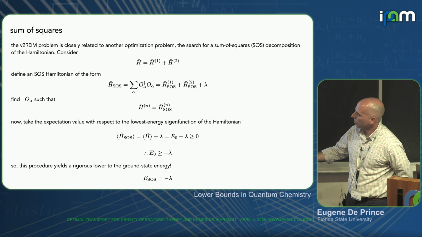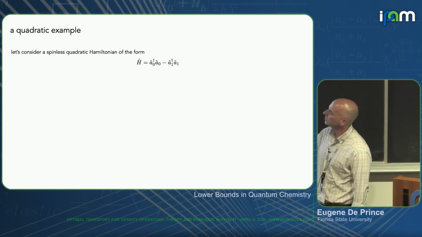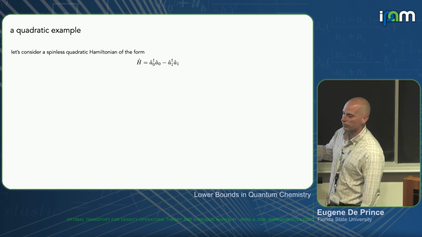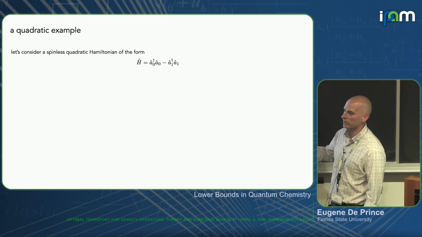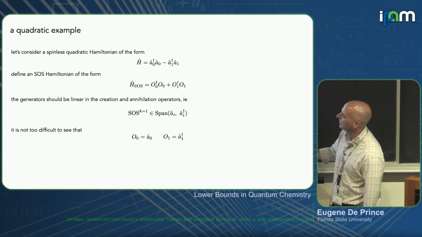Okay, yes, so now I'm calling this E_SOS equal to E lambda. Okay, so how does this work? Here's a very simple quadratic example. I've got a Hamiltonian that has only two operators, and I want to write down the SOS version of this operator and find out what the ground state is. So this is the form. I want to have an operator that's squared that's related to mode 0, and an operator that's squared that's related to mode 1, and I need to figure out what these operators should be.